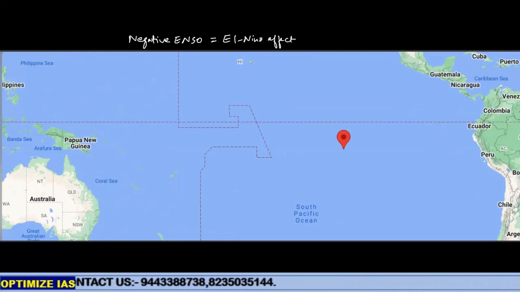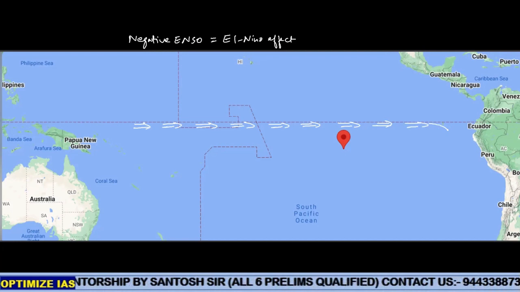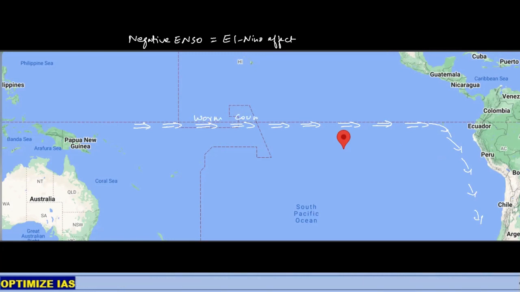So on this Peru coast, the upwelling and downwelling get reversed. How does it happen? There is a counter equatorial current which moves in an eastward direction like this. Sometimes it bends on the Peru coast from the equator onward. Whenever this warm counter equatorial current sometimes bends a lot, why does it happen?